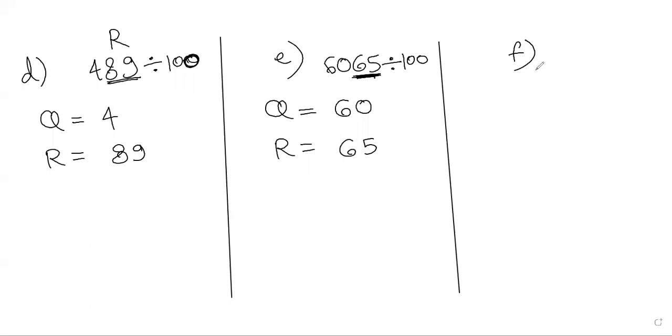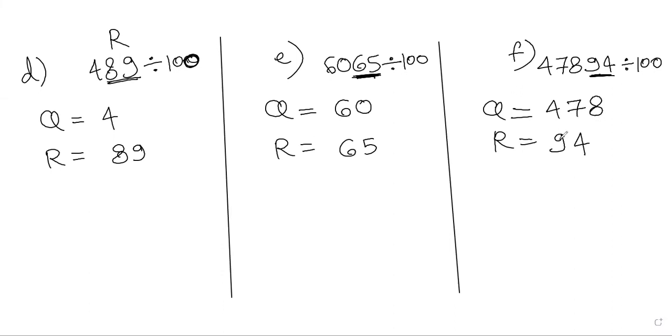Question number F, 47,894 divided by 100. As I told you the rule, if you are dividing by 100, then last two digits of the dividend will be remainder. So 94 will be the remainder and 478 will be quotient.